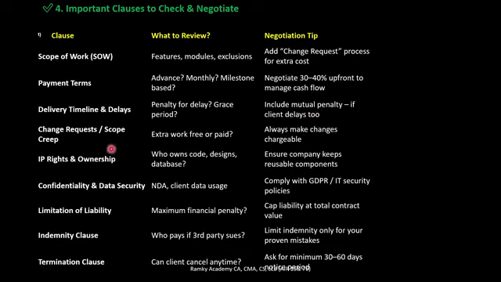And change request and scope creep. So how is the extra work fee paid? Whenever there is out-of-scope work, we have the right to charge and bill with the customer's confirmation, and that billing should be paid and chargeable as extra.